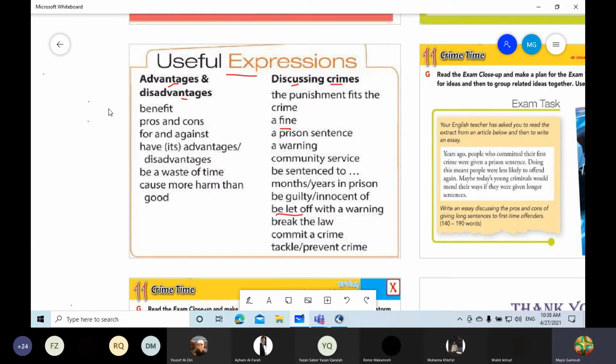Because our unit is talking about crimes, here we also have a couple of useful expressions that we may use when writing our essay. Some of them are: the punishment fits the crime, a fine, a prison sentence, a warning, community service, be sentenced to months or years in prison, be guilty or innocent of, be let off with a warning, break the law, commit a crime, tackle or prevent a crime.